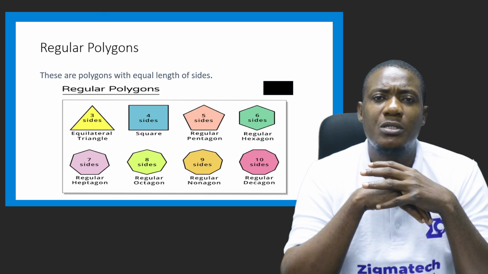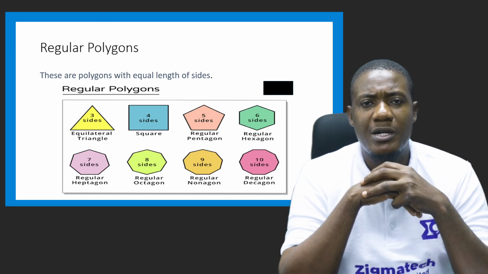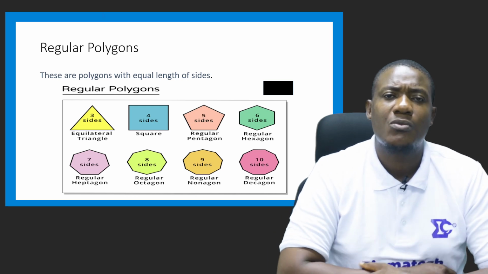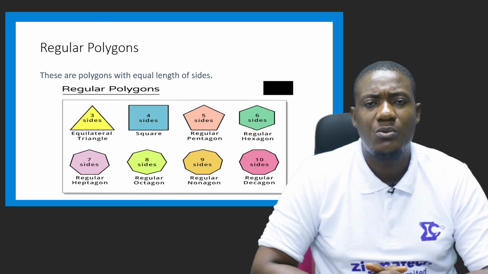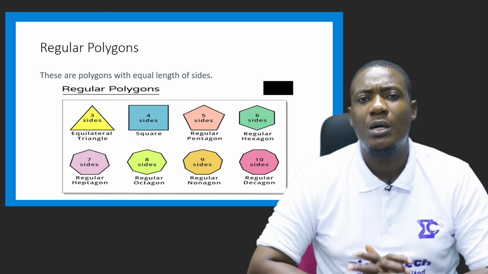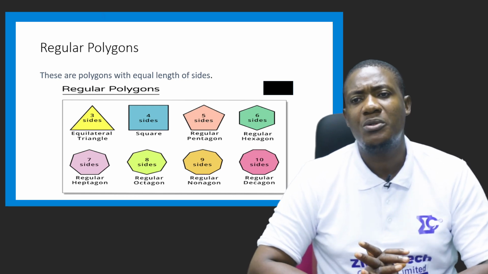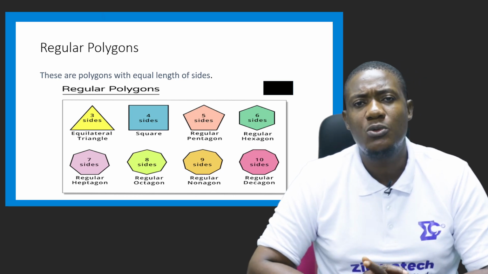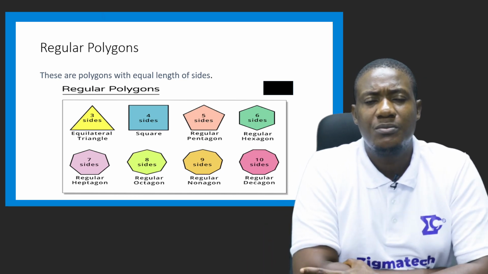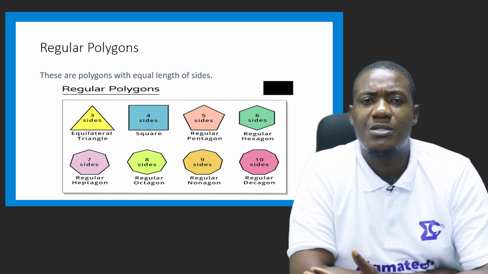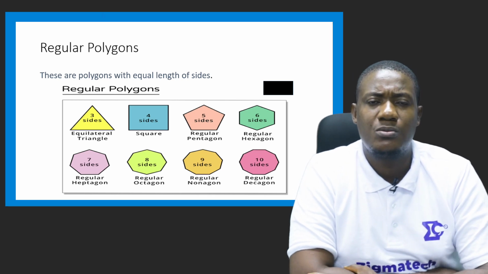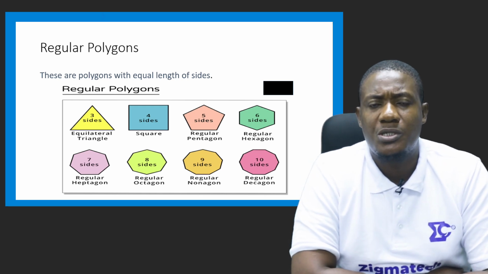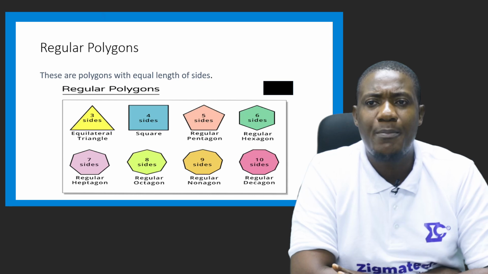Such a polygon is known as a regular polygon. All sides are equal. All angles are equal. We call such a polygon a regular polygon. Examples of such regular polygons include an equilateral triangle. An equilateral triangle has all sides equal and all angles equal. So such a polygon is regarded as a regular polygon.